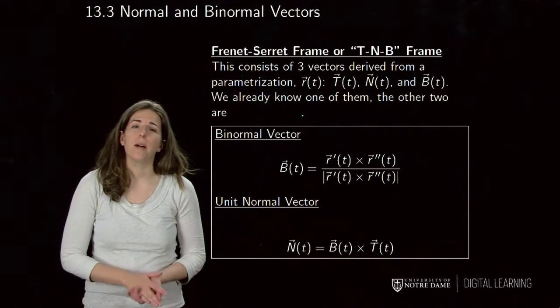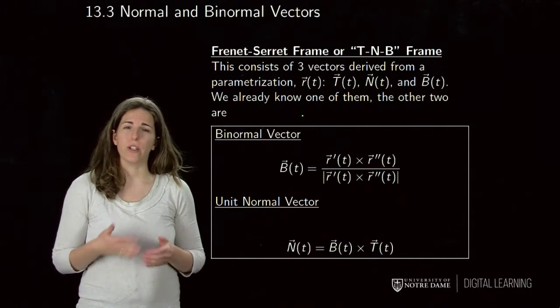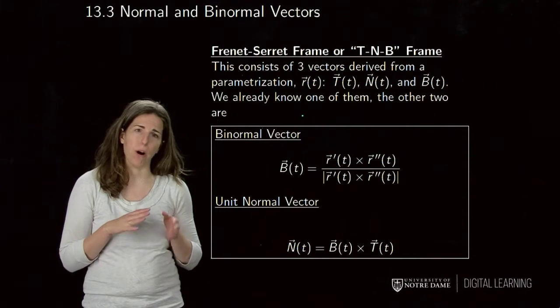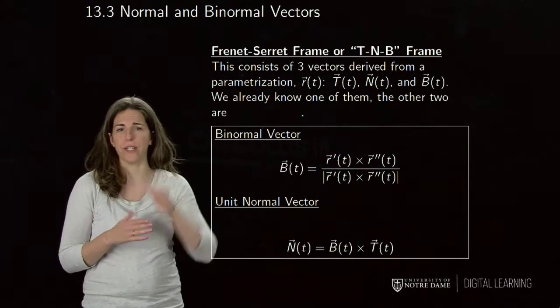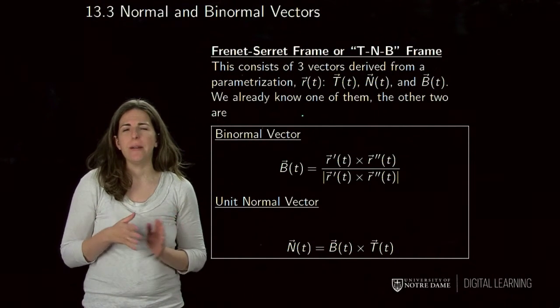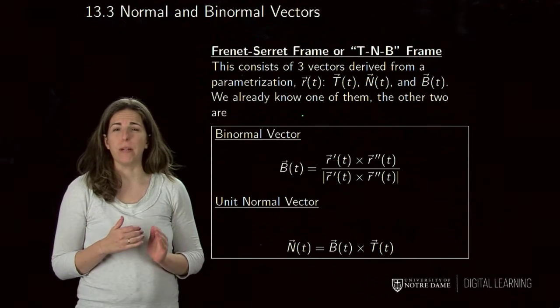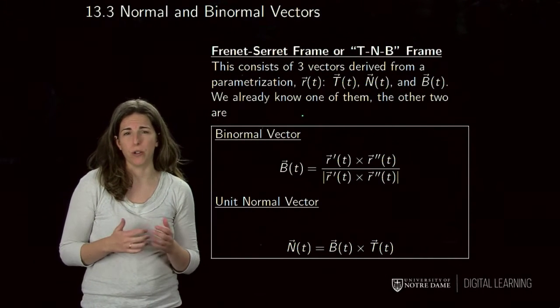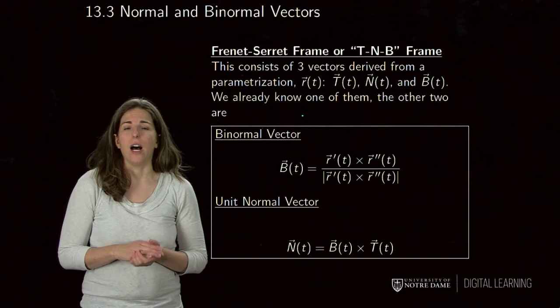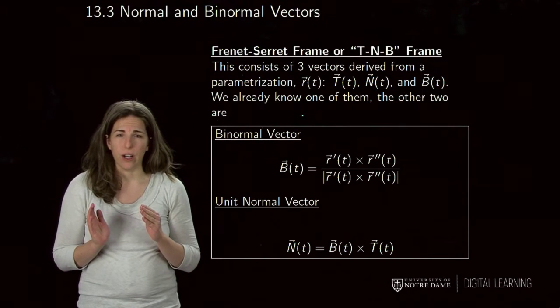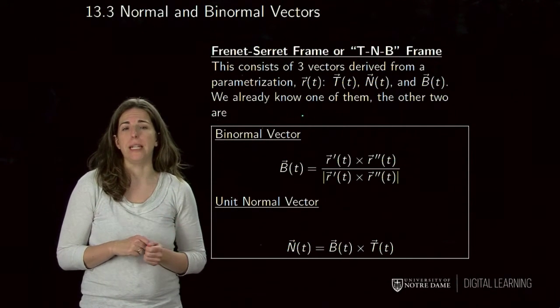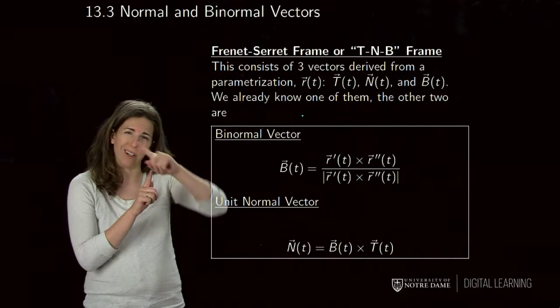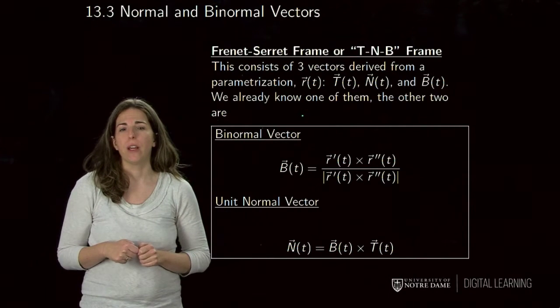So now we're going to talk about the TNB frame, which is going to tell us a little bit about how our particle is moving along our curve in space. This frame consists of three vectors that are going to be derived from our parameterization, which we always denote r of t. The vectors are denoted big T, big N, and big B. Each of them can be evaluated at a point, so I'll get a different vector at each point in space.